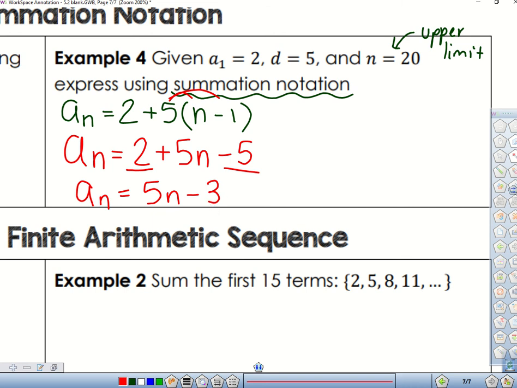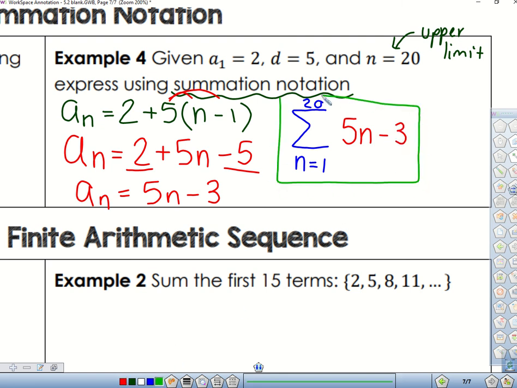You're going to use that to write your summation. Now, as for your summation, they didn't mention start at n equals 4 or anything like that, so you're going to assume to start at n equals 1. And what's going to go on the top here? 20, because your n is going to 20. You're going to be using 20 terms. And then what goes right here is just your a sub n. And that's your final answer.